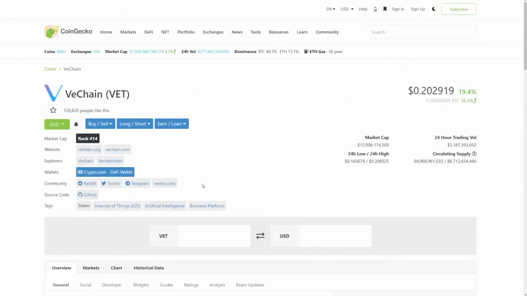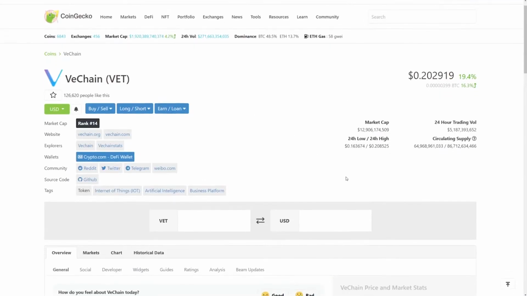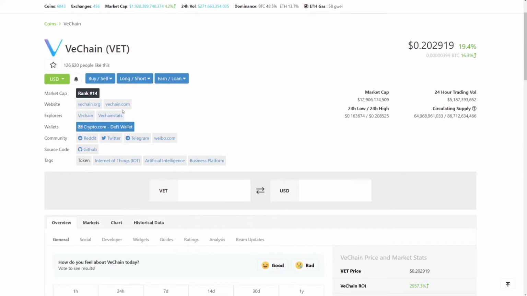So taking a look here on CoinGecko, we can see that VeChain is actually number 14 in the market cap with almost 13 billion US dollars. And this important part is there is this limited circulating supply of 86 billion tokens, and at the moment there is almost 65 billion tokens in circulation.